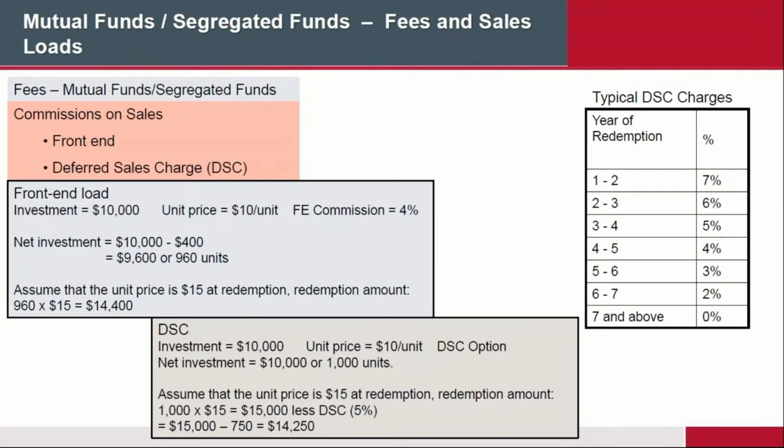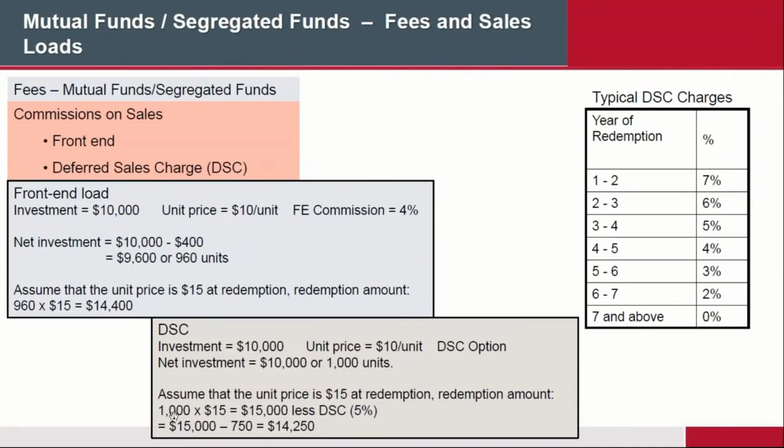However, if you don't want the front-end load, in other words, I want all my money invested, I don't want anybody taking anything and putting it in their pocket, then you're asking for a deferred sales charge. So once again, you invested $10,000, the unit price is $10, and you chose the deferred sales charge option. Therefore, you have 1,000 units, whereas before you only had 960 units because we took $400 away from you.